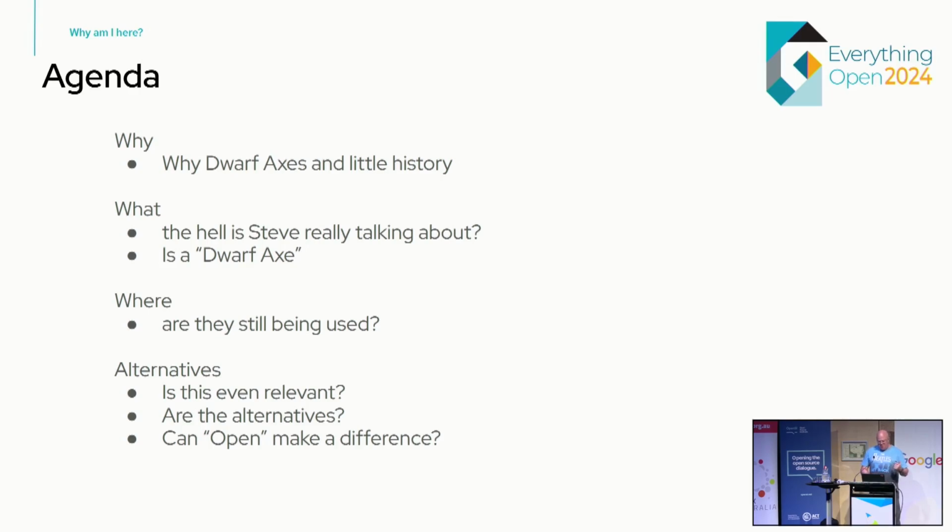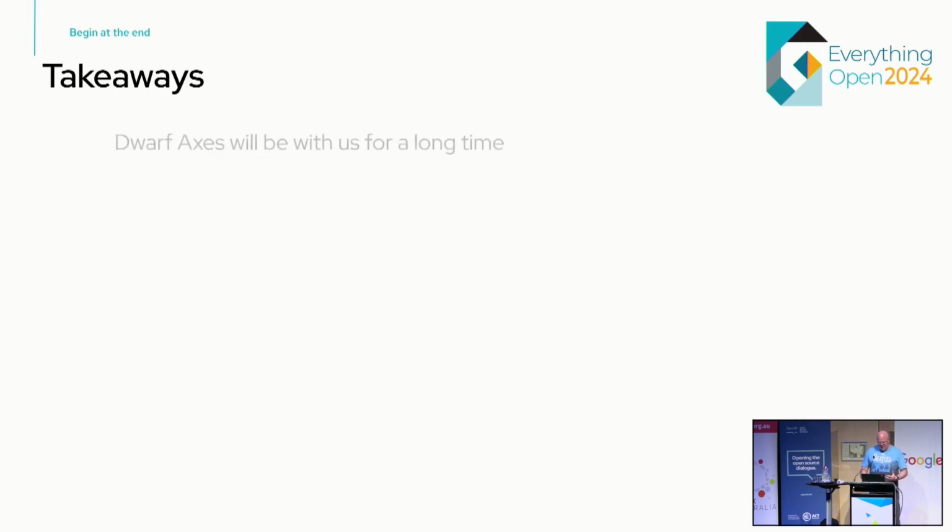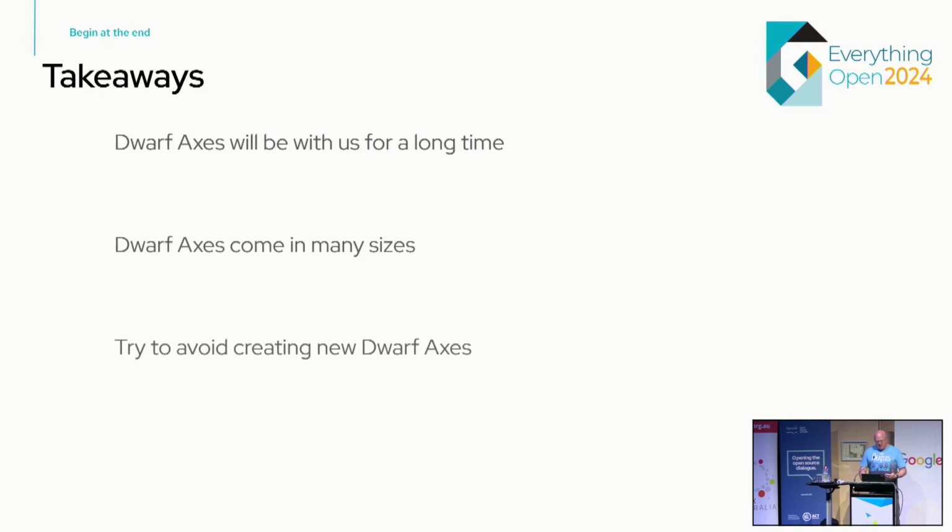And where are they still being used? And you'll be surprised where they're being used, potentially in your house. And then are there alternatives? Are there different approaches? How should we be looking at this going forward? Because Dwarf Axe today is probably not the right solution to the problem. We may not actually quantify what the problem is, but we may be clear on whether or not it's the right solution. And some takeaways.